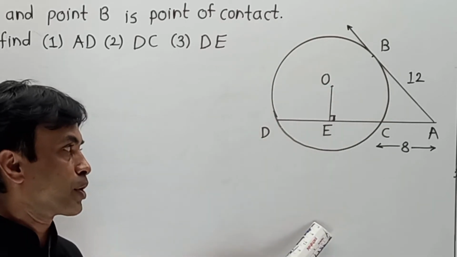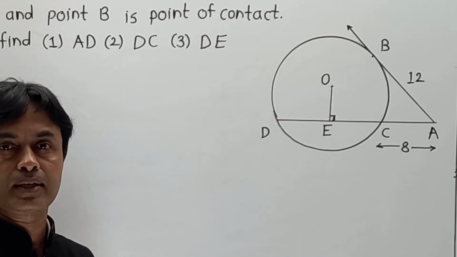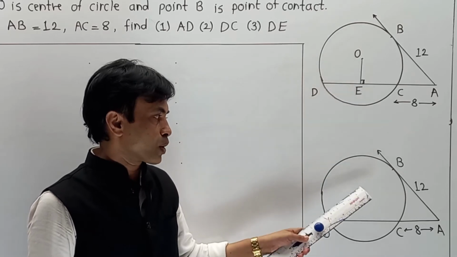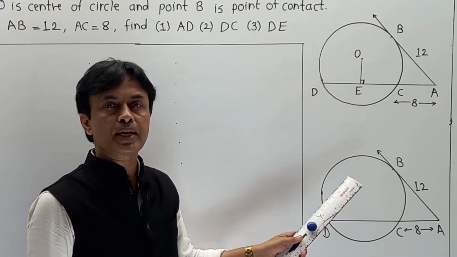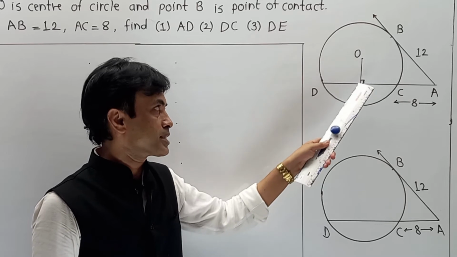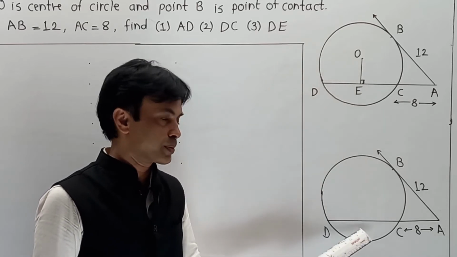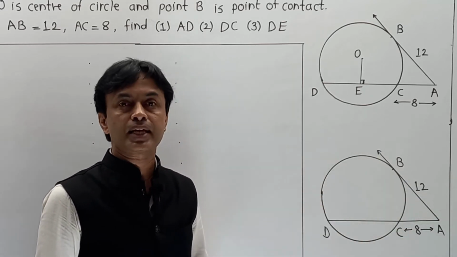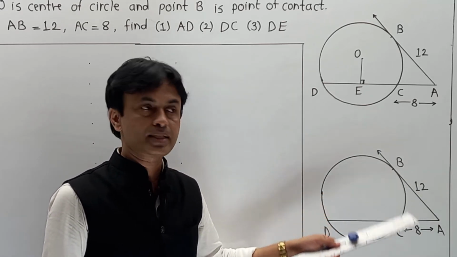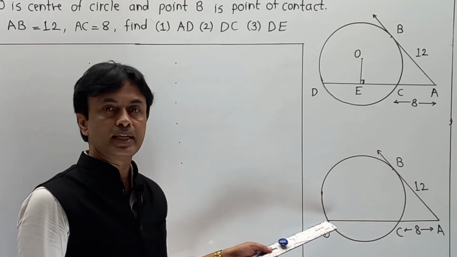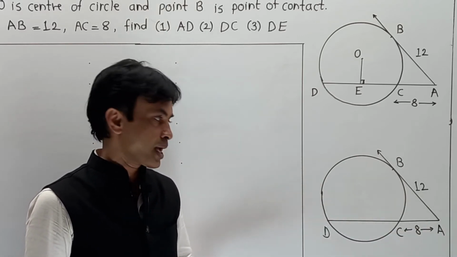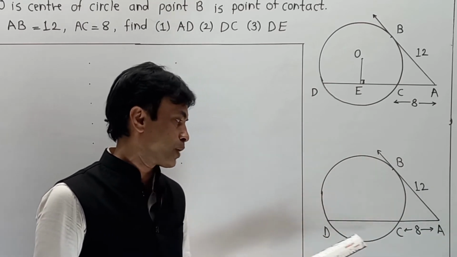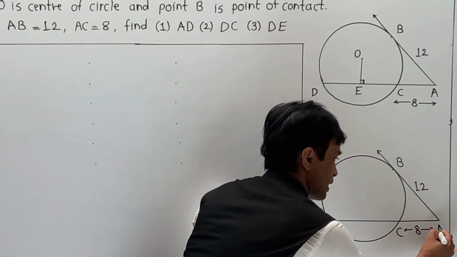Just for simplification, I am going to make a small modification of this diagram so that everyone can understand. Comparing with the original diagram, I have drawn one simple diagram over here. I have made only a slight change: I have removed this OE from the diagram. You can see simply that AB is tangent to the circle, and ACD is a secant to the circle, in which AB is 12 and AC is 8, and our target is to find AD.